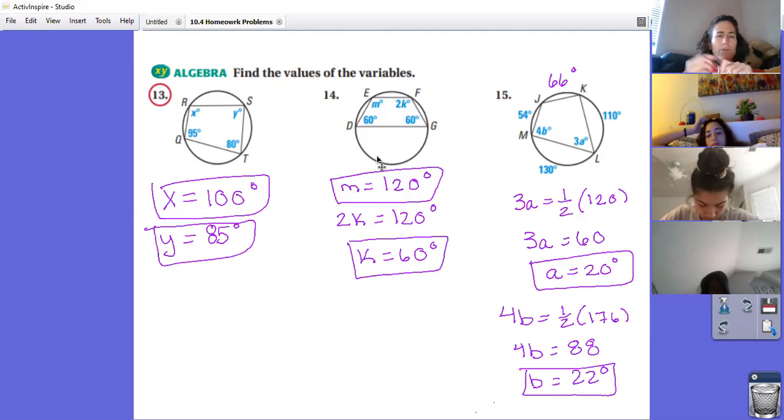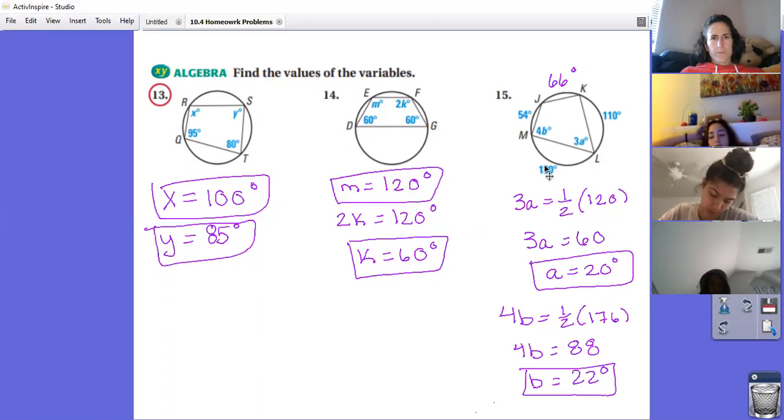Is that the same thing for number 14? If not, you can't actually draw it; you can't inscribe it where the vertices are on the circle. Does that rule apply to number 14 too? Yes. Okay. And this is actually an isosceles trapezoid. But yeah, M is equal to 120 because 120 and 60 is 180. And then 2K is equal to 120, so K is 60.